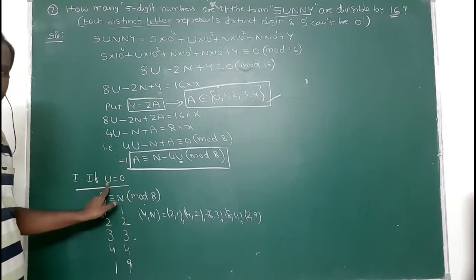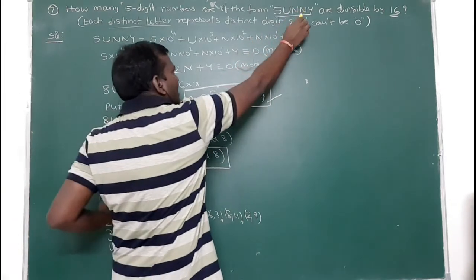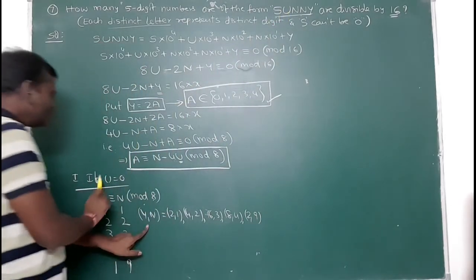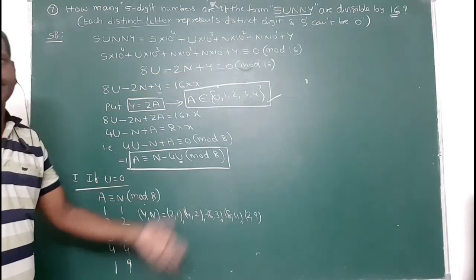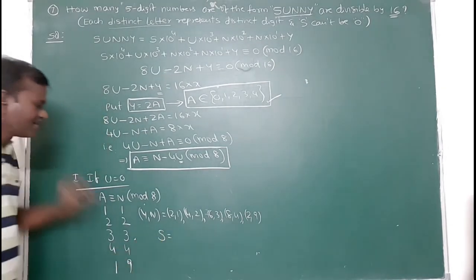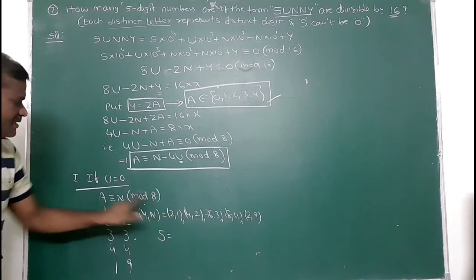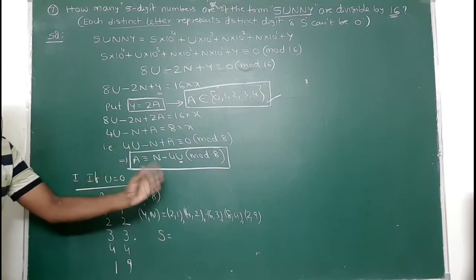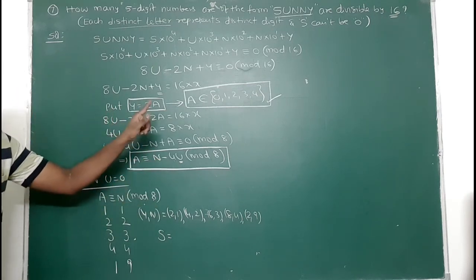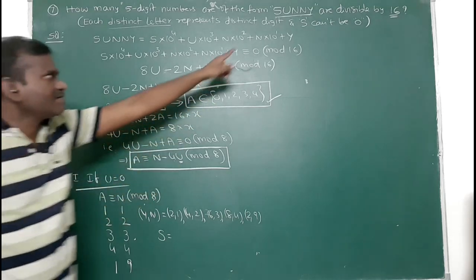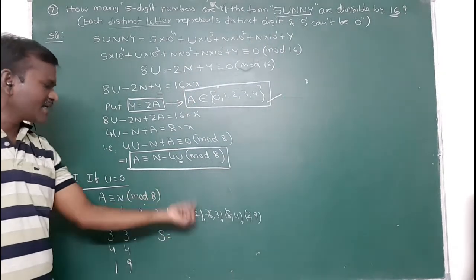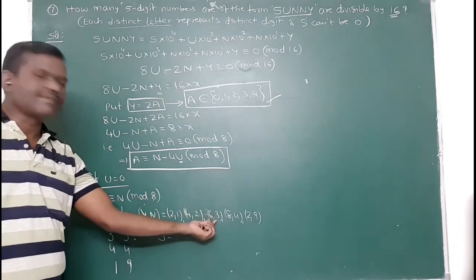And u is equal to 0. Already 3 letters I used: n, y, and u. These are the pairs, u already 0. So how many possibilities are there for S? Suppose I take 2 comma 1 here, 2, 1, 0. 3 digits are over. 0 to 9 means 10 digits. Out of these 10 digits, I already used 3 digits. But S should not be 0, already I used u as 0. So 7 possibilities are there here. Here also 7 possibilities, and here also 7 possibilities.